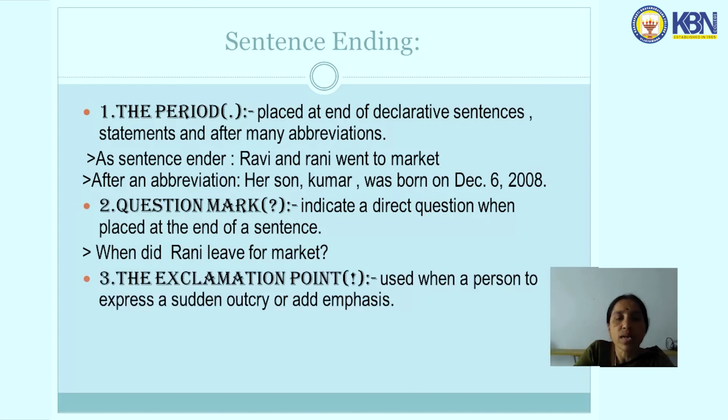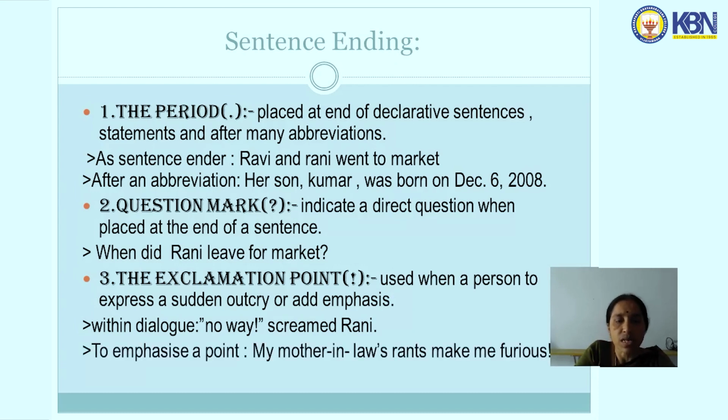Now the third one, the most important one, is the exclamation point. It is used when you express sudden emotions or feelings. So even within a dialogue you use exclamation marks. And in order to emphasize a point also, you use the exclamation mark.